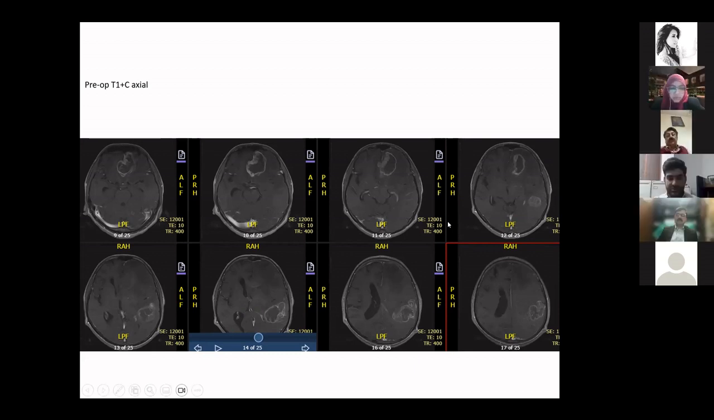I just wanted to ask one thing: the lesion is multiple, and edema is completely involving the majority of the left side. Do you think the outcome would be better if we try to resect everything? Because I think we cannot do more than debulking.